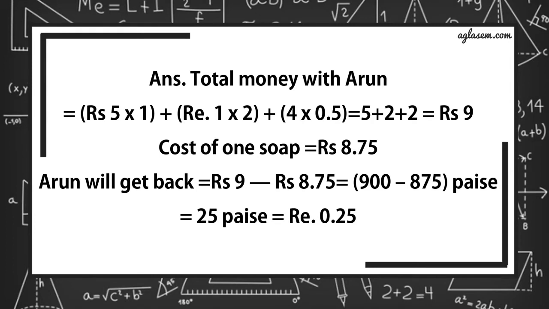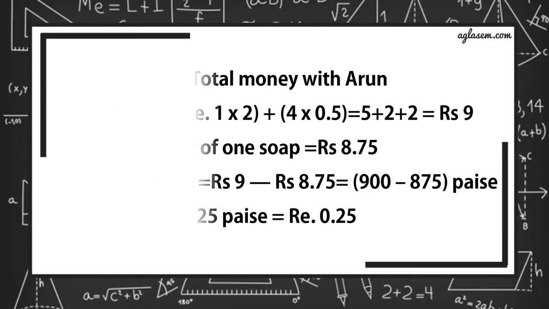So cost of one soap is rupees 8.75. Now Arun will get back, that is rupees 9 minus rupees 8.75, which will give you 900 minus 875 paisa, that is 25 paisa, or we can say 0.25 rupees.